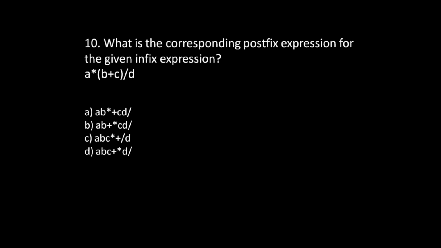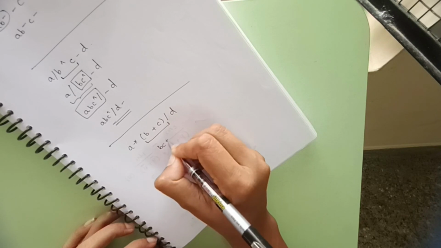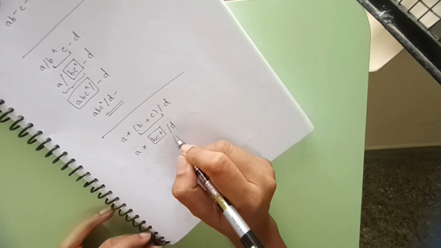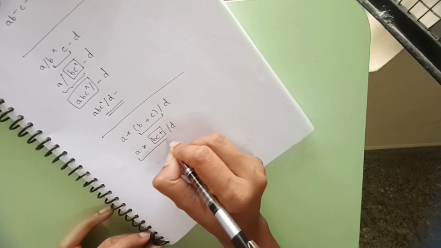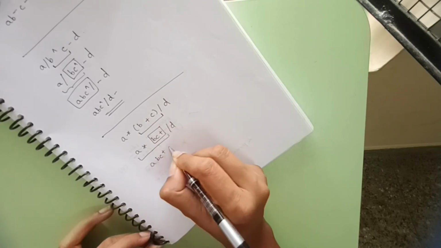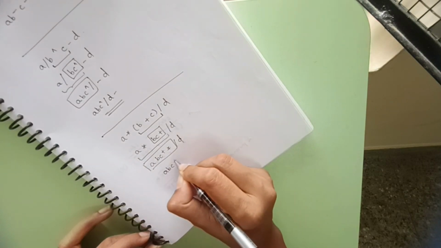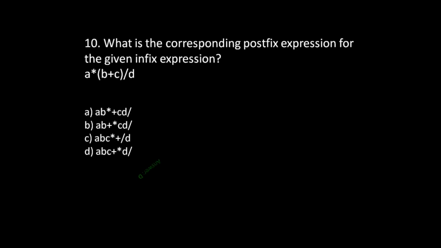The next question is again a conversion question. Here an infix expression is given. Let's convert it into postfix form. The precedence goes to the one in the brackets. So BC plus. Next, star and division have the same precedence, so we check associativity. It is left to right. Therefore, we solve this first. Then comes slash D, which gives A, B, C plus star D slash. The answer is option D, the last one.